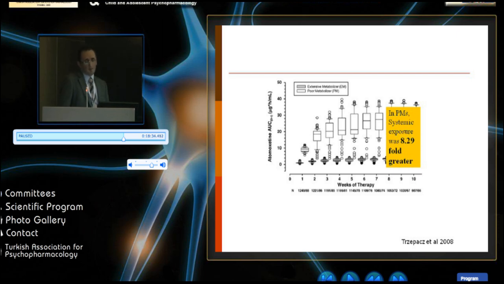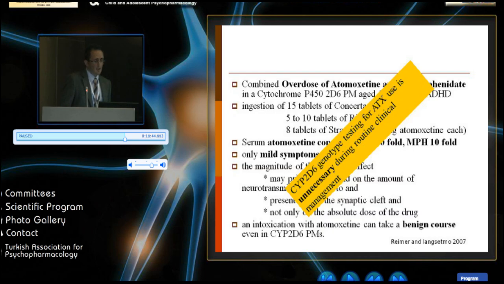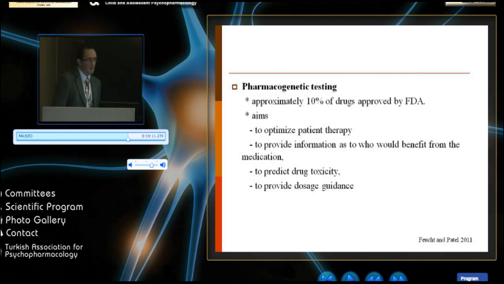So systemic exposure is so low, but in slow metabolizers, after 9 weeks of treatment, atomoxetine exposure becomes higher, and when administered in overdose, mild symptoms can be observed. And this makes us think that the slow metabolizers show a good prognosis with atomoxetine. Therefore, in the evaluation of atomoxetine, genotyping is actually considered to be unnecessary.